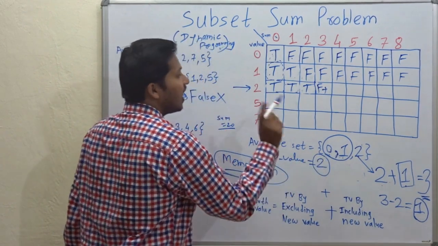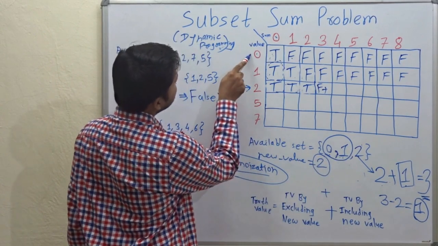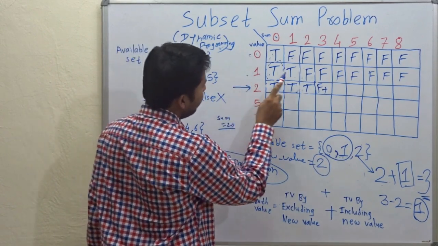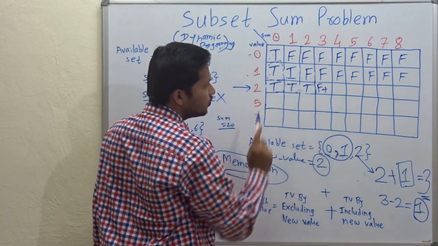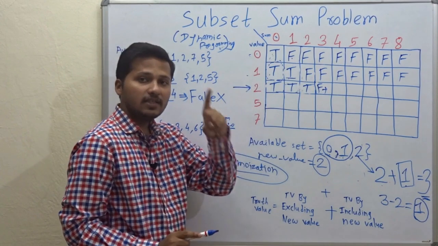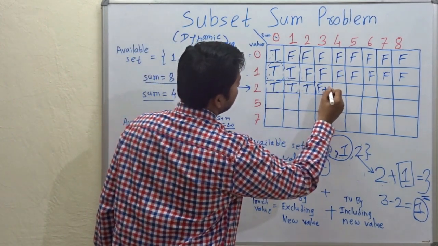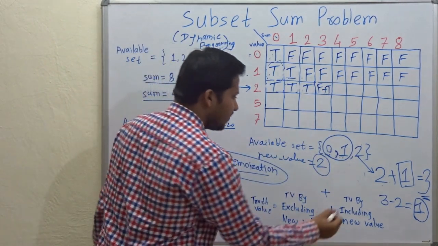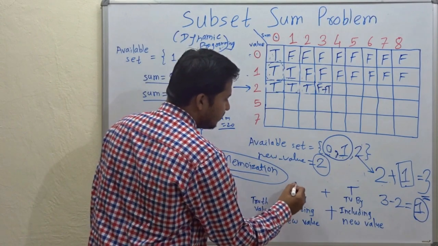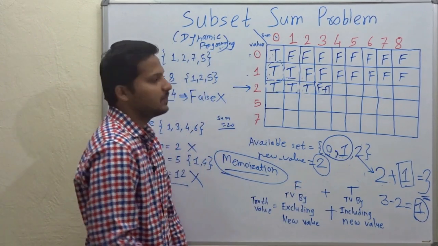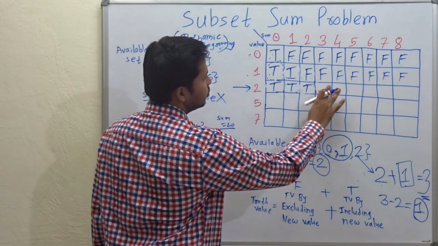So let's ask the memoization matrix. By using 0 and 1, can you form 1? Yes, I can form 1 because the truth value is true. It means that yes, I can form 1. So that truth value comes here. That is the truth value by including the new value, and by excluding the new value, that was false. Now false or true is true.